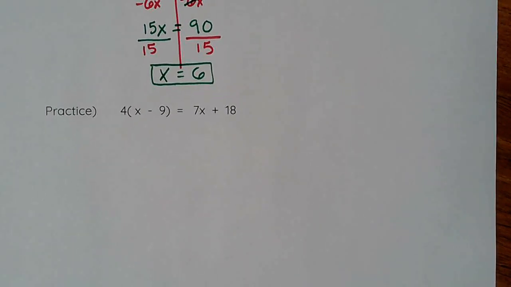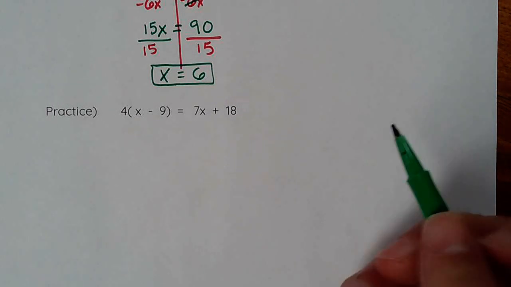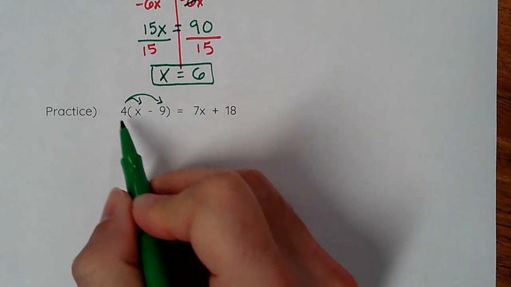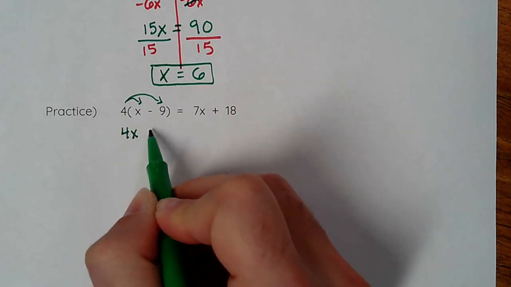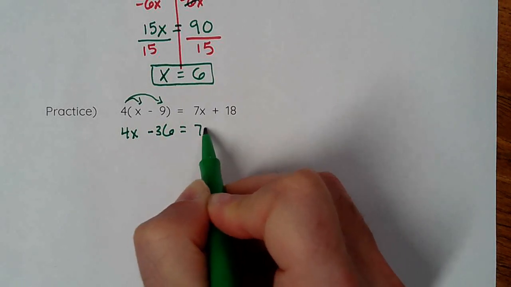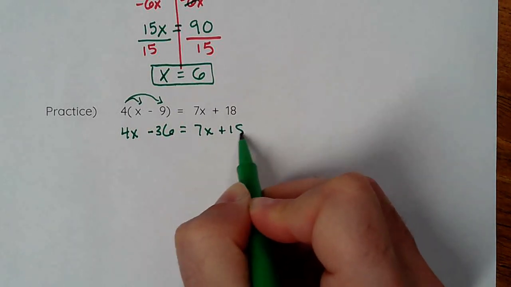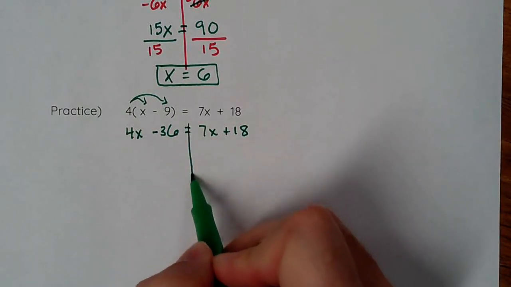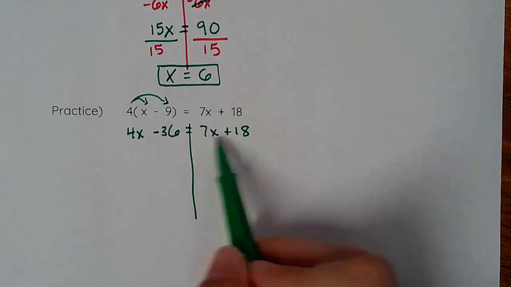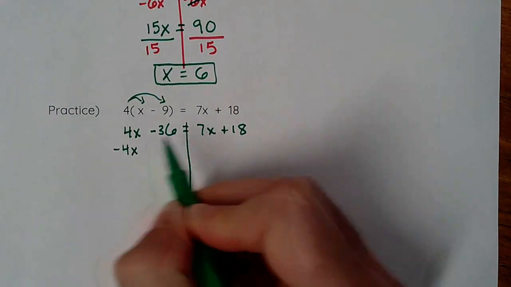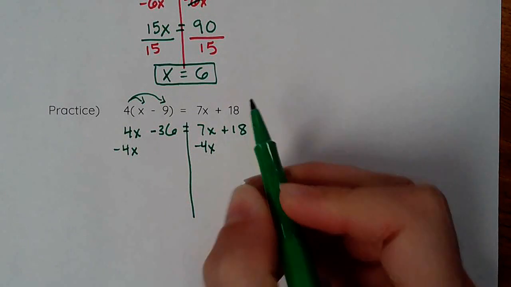All right, looking at this problem, I have 4 times x minus 9 equals 7x plus 18. So I do have a distribution that I want to deal with. So 4 times x is 4x, minus 4 times 9 is 36, equals 7x plus 18. Can't combine on the left, can't combine on the right, but I do have variables on both sides. So I'm going to subtract the 4x because that'll leave me positive.